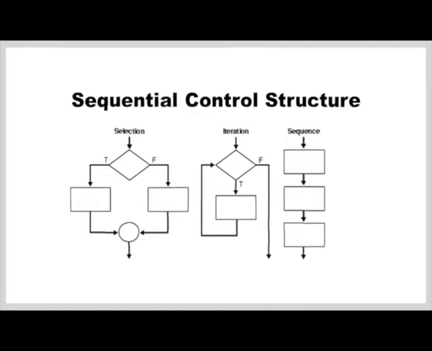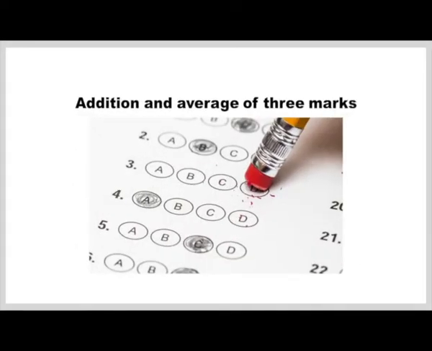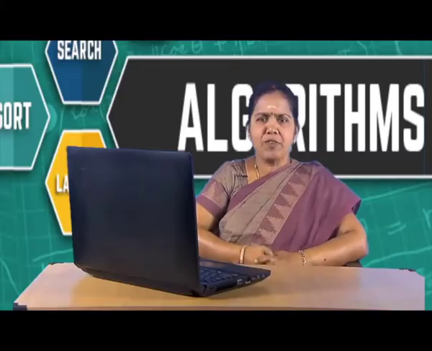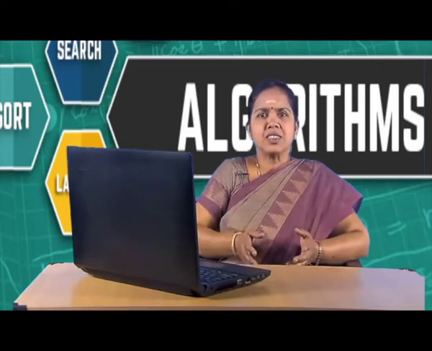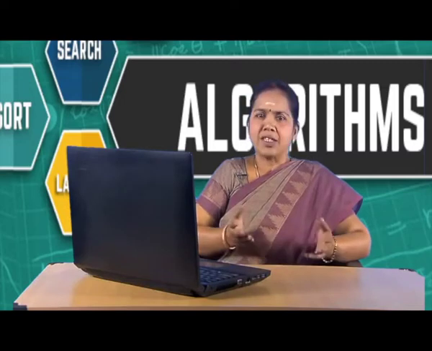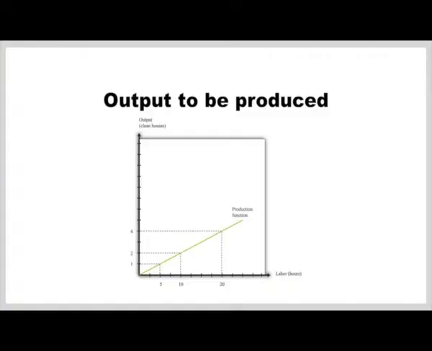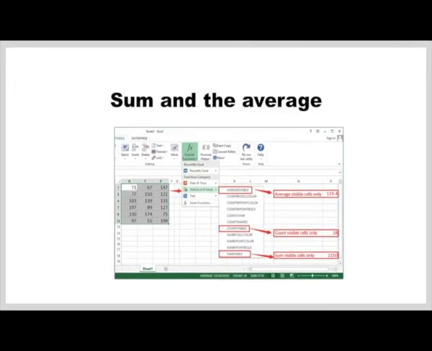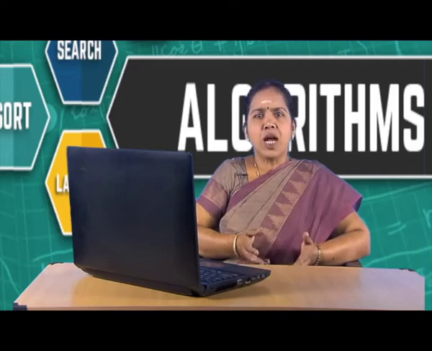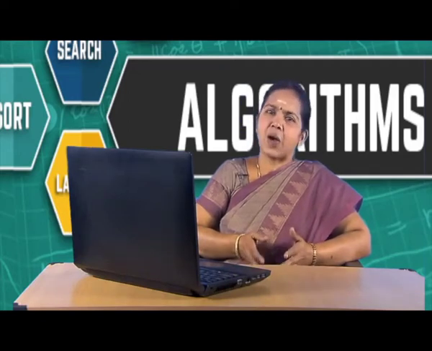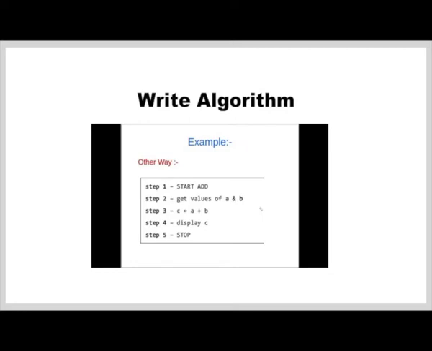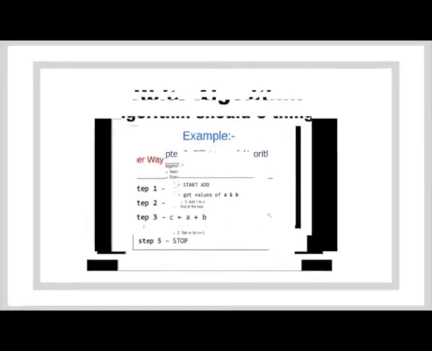Let us look into an example of addition and average of 3 marks obtained by you. Input for this example problem is that you need 3 marks, for example A, B and C, which are to be added, and the output to be produced is the sum and the average. Assume the added value is stored in sum and average. Now, we are going to write an algorithm for it.